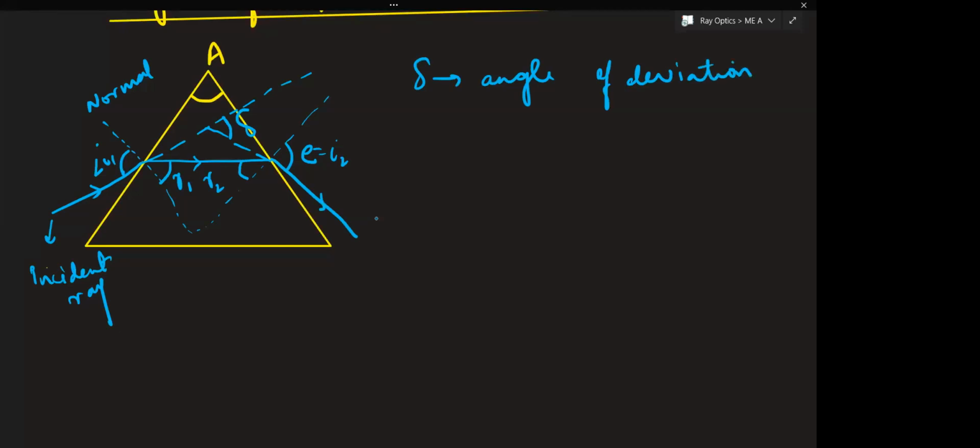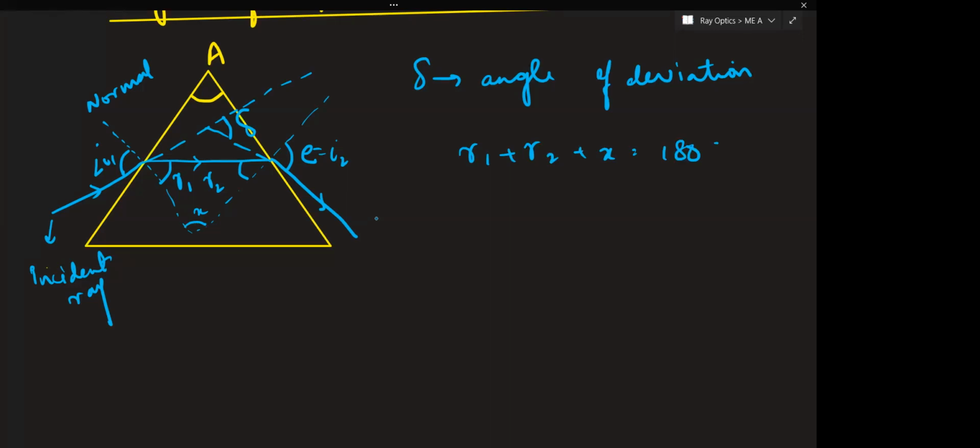Delta is the angle of deviation. R1, R2, R prime, I1, I2, I prime, all these are fine. Now see, if this is the angle of the prism, look at this triangle: this angle plus R1 plus R2 plus this unknown angle x gives you 180 degrees.